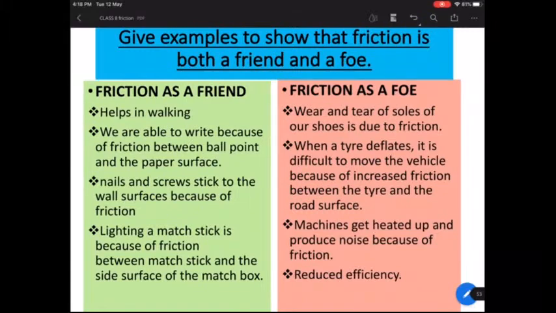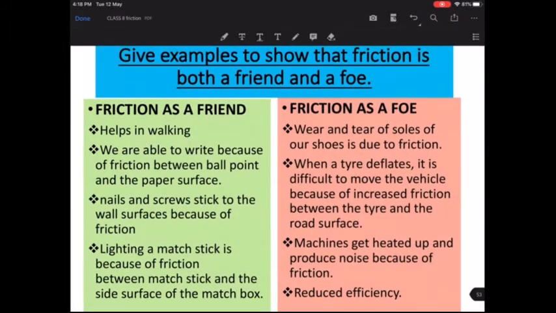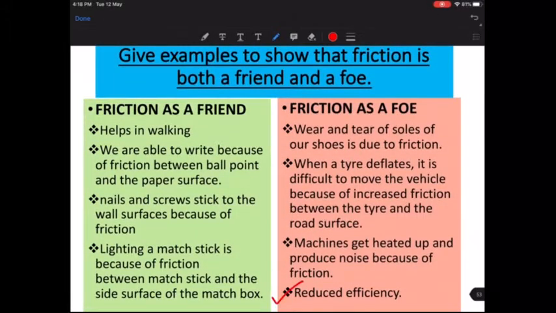It helps us in walking, it helps us in writing, it helps us in digging a nail. So there are many advantages, but at the same time there are disadvantages also. What are the disadvantages? It produces heat, it produces sound which you don't want. Reduced efficiency, very important point. Please don't lose this point anywhere. Reduced efficiency. Efficiency means output.